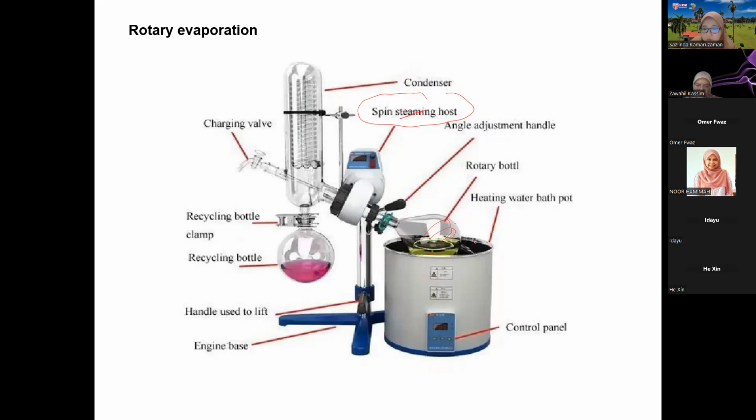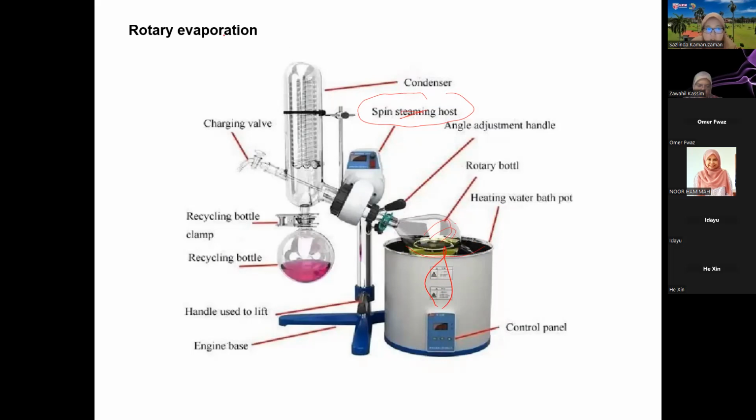The heating water bath is used usually because we want to avoid, for example, if we have a very small boiling point, and we use direct heat, the process happens too rapidly. We want to control that part.